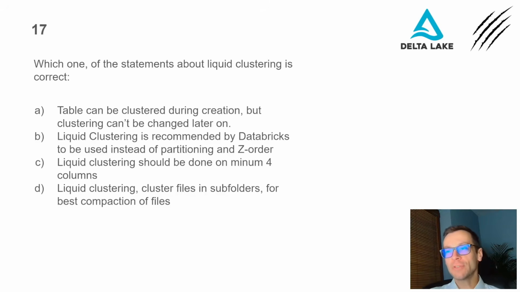And the last one. Which of the following statements about, again, liquid clustering is correct? Table can be clustered during creation, but clustering can be changed later on. Well, we saw clustering being changed. Not all the files, not all the data will be rewritten, which is actually the benefit, but you can change a clustering column. Liquid clustering is recommended by Databricks to be used instead of partitioning and Z-order. Liquid clustering should be done on minimum 4 columns. Actually, by default 4 columns is the maximum on which you can do liquid clustering, but we can do liquid clustering even on 1 column. And liquid clustering clusters files in subfolders for best compaction of files. No, there are no subfolders there. And so the correct answer is answer number B. That's the recommendation from Databricks.